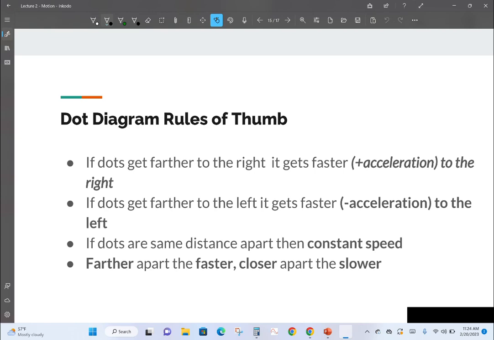So the rules of dot diagrams are, if the dots get further to the right, it gets faster to the right. If the dots get further to the left, it gets faster to the left. If the dots are the same distance apart, then it's a constant speed. The further apart the dots are, the faster, and the closer apart, the slower.